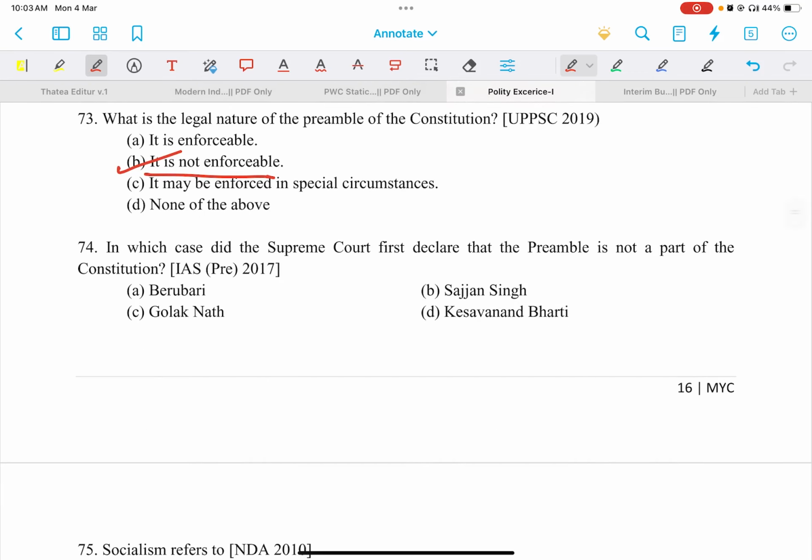In which case did the Supreme Court first declare that the preamble is not part of the Constitution? Berubari Union case, 1960.